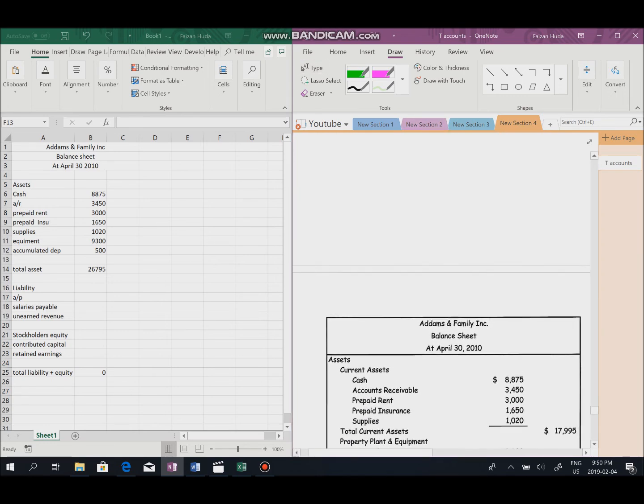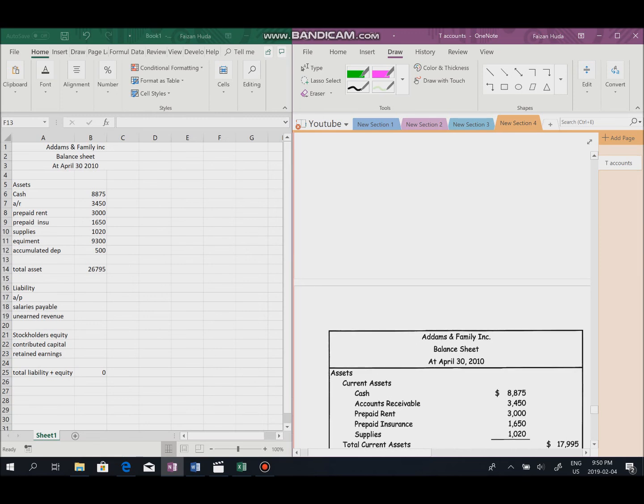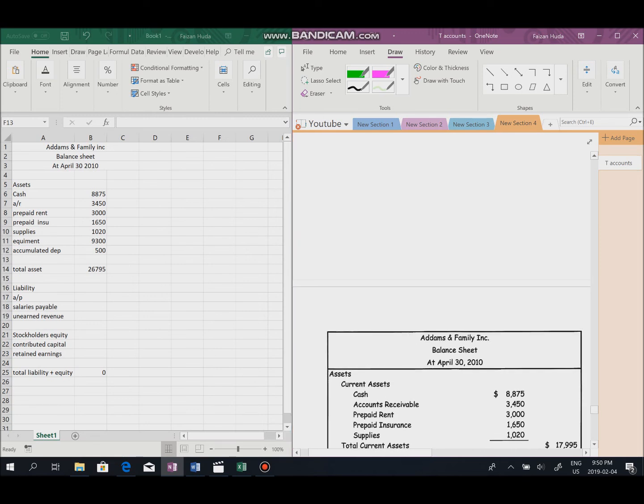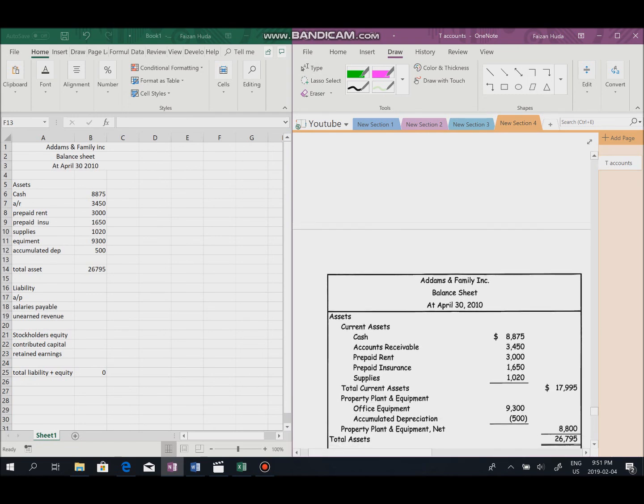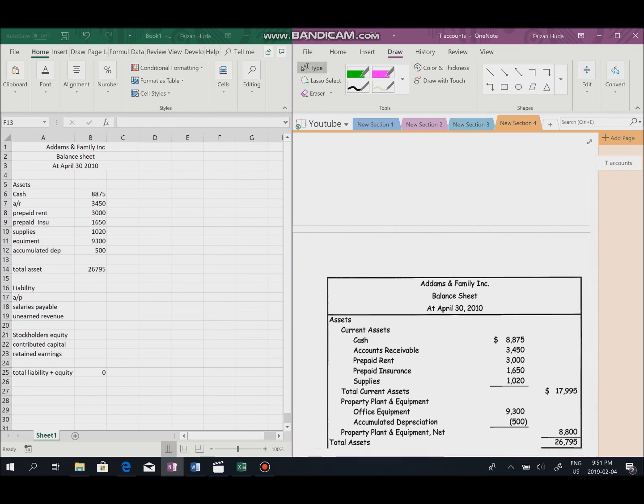So far our total current asset is wrong. So that means we made a mistake somewhere. Our total asset should equal 26,795. Our total asset also equals 26,795. That means no mistakes were made. How I calculated total assets was, I took the sum of all of this, subtracted accumulated depreciation. Accumulated depreciation is a contra asset account and you always subtract it from your assets. That's the rule of thumb.